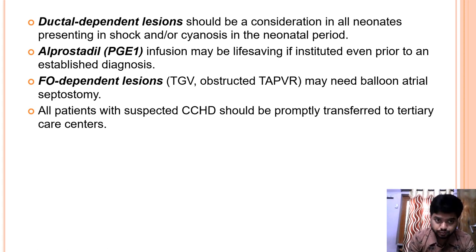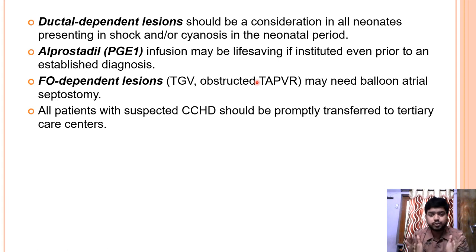Whereas foramen-dependent lesions like TGV and obstructed TAPVR, like transposition of great vessels and obstructed TAPVR, may need balloon atrial septostomy. Yes, definitely. Because in obstructed total anomalous pulmonary venous return, all the pulmonary venous return is coming to the right side, and how is this blood supposed to go to the left side? There should be some communication between right and left, isn't it?